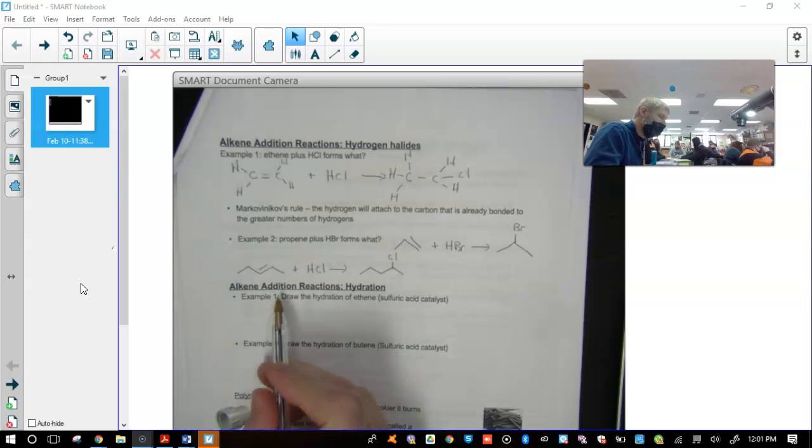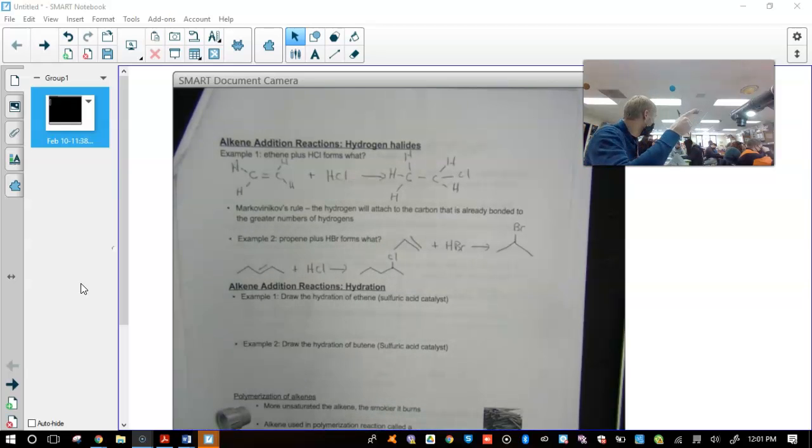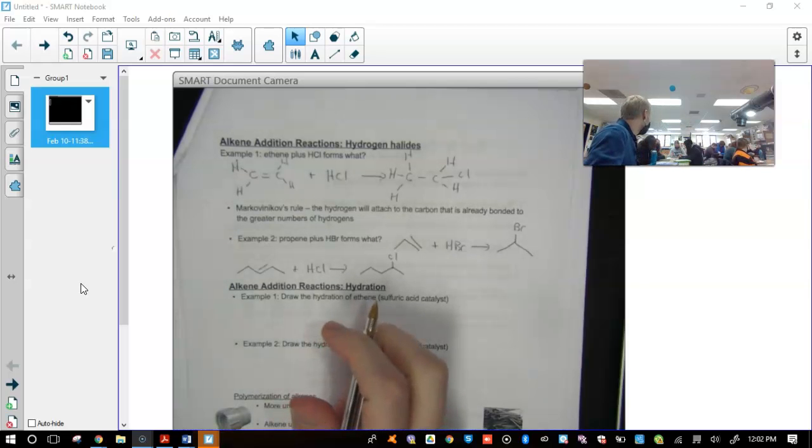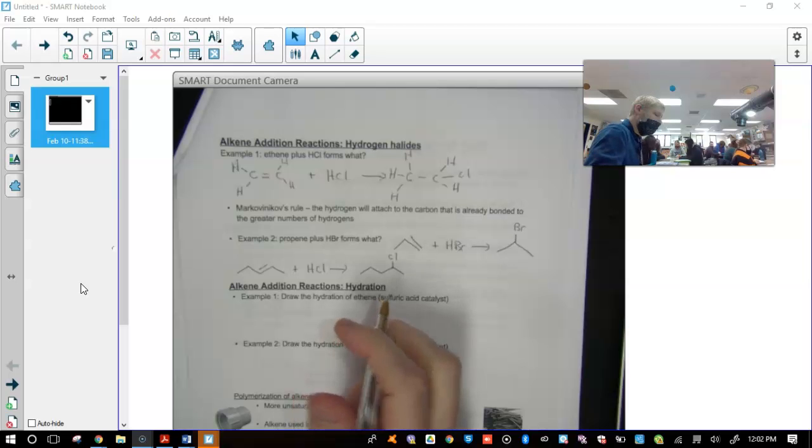Hey, we got some more addition reactions. So far, we did hydrogenation with H2 added. We had halogenation with a halogen added, like Cl2 or Br2. And we had a hydrogen halide addition, which is like HCl, HBr. And now we got hydration. Hydration, that's like water, right? You are hydrating it, you are adding water. All right.